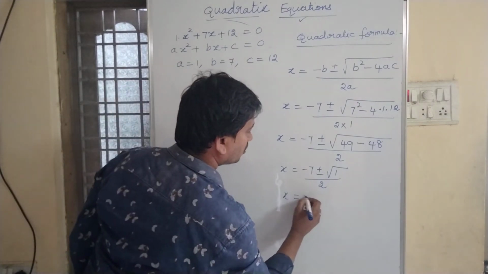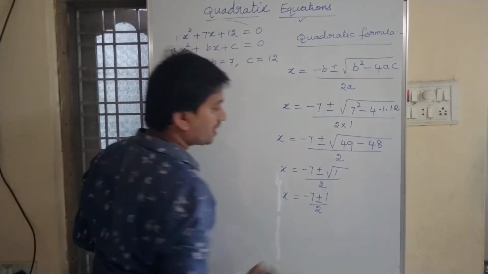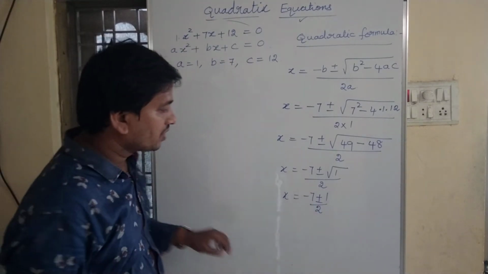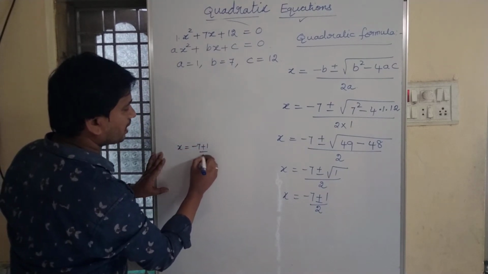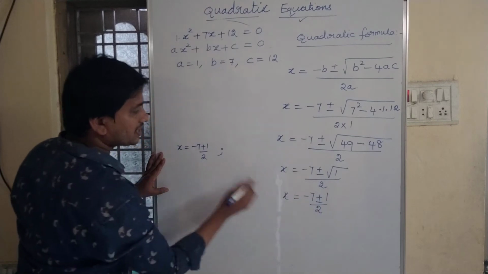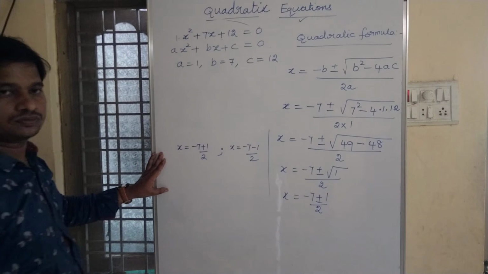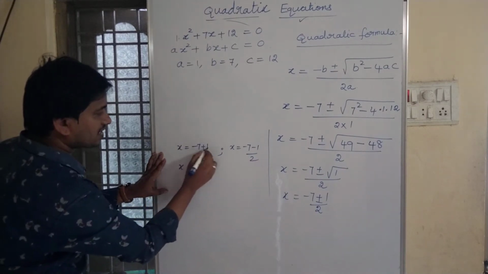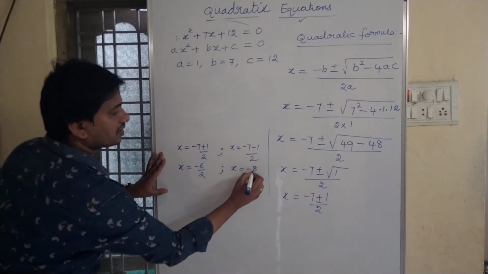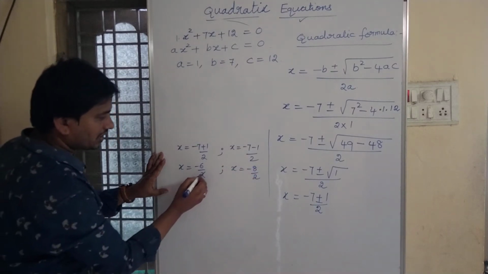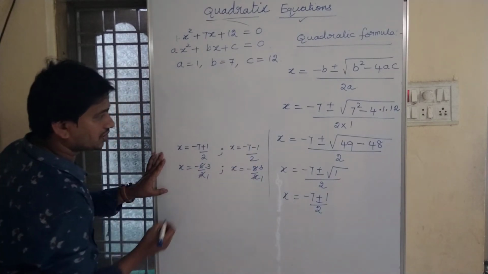So x is equal to minus 7 plus or minus root 1, in the sense 1 only, minus 7 plus or minus 1 by 2. So children, here you will get two roots. One is what? x is equal to minus 7 plus 1 by 2. One time I took plus and the other time x is equal to minus 7 minus 1 by 2. So x is equal to minus 7 plus 1, minus 6 by 2. x is equal to minus 7 minus 1, minus 8 by 2. That is 2 threes are 6, 2 fours are 8.